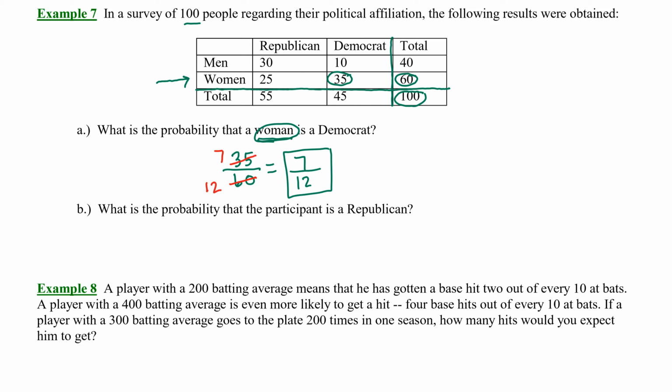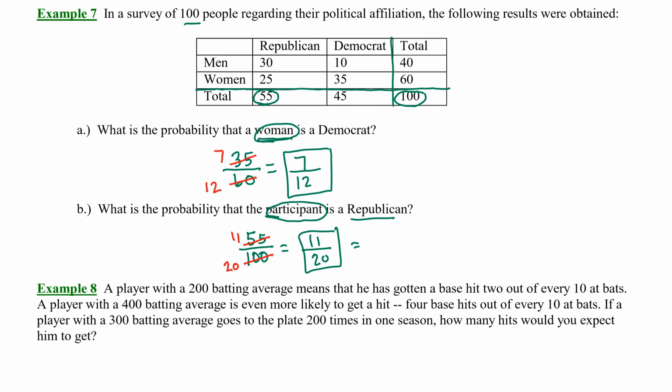Example B, what is the probability that the participant is Republican? So notice we're looking at a more general question on this one. We're looking at all participants, and we want to know how many of those are Republicans. So I'm going to look at the total Republicans, whether man or woman, 55 out of a total of 100 people. Let's go ahead and reduce by 5. 55 divided by 5 is 11. 100 divided by 5 is 20. So as a fraction, we would say the probability is 11 out of 20. Now, if I look at the number before I reduced it, it's 55 hundredths.